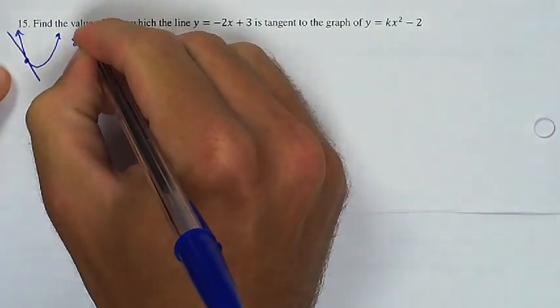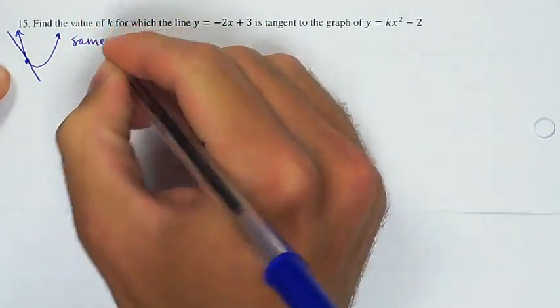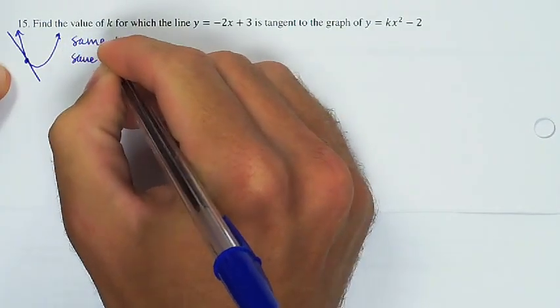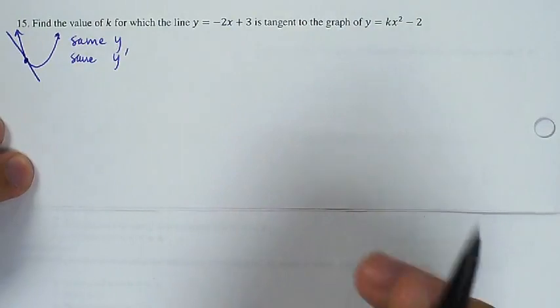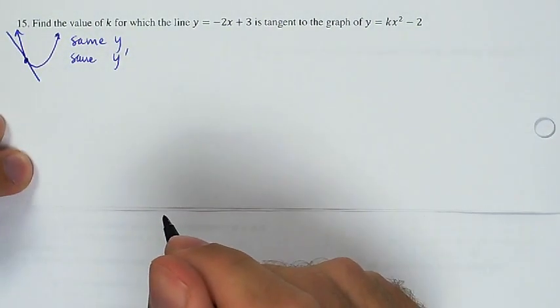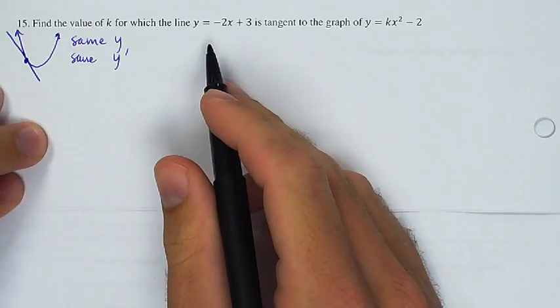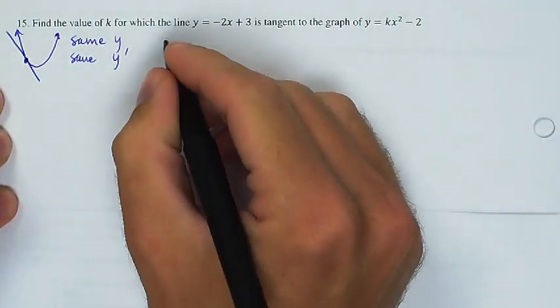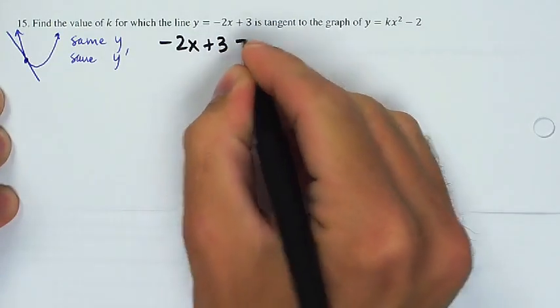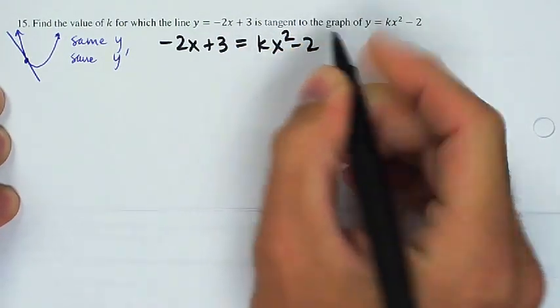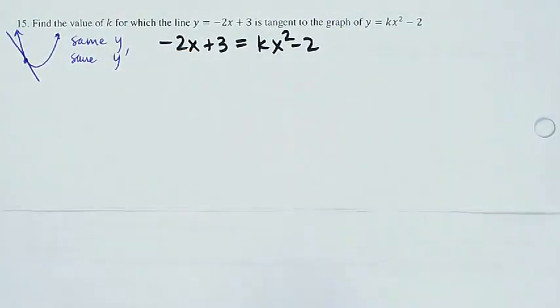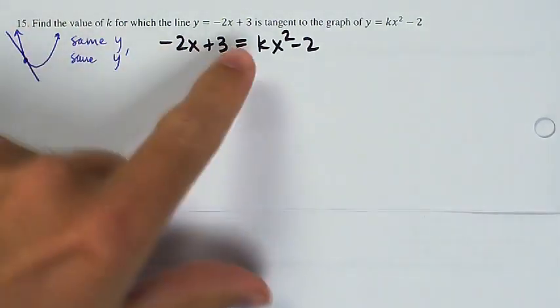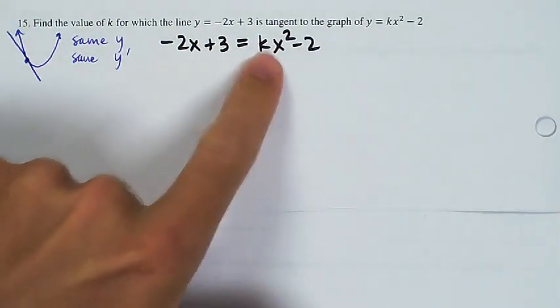So, same y and the same slope. Right? Same y prime. So if this is the actual tangent line to the graph of y equals kx squared minus 2, we know that we need to set the two y's equal to each other. So I need to have negative 2x plus 3 equal to kx squared minus 2. But this is one equation with two different variables in it, so I'm going to need more info, right? So what I need is the derivative. This is the same y's, I set the y's equal to each other.